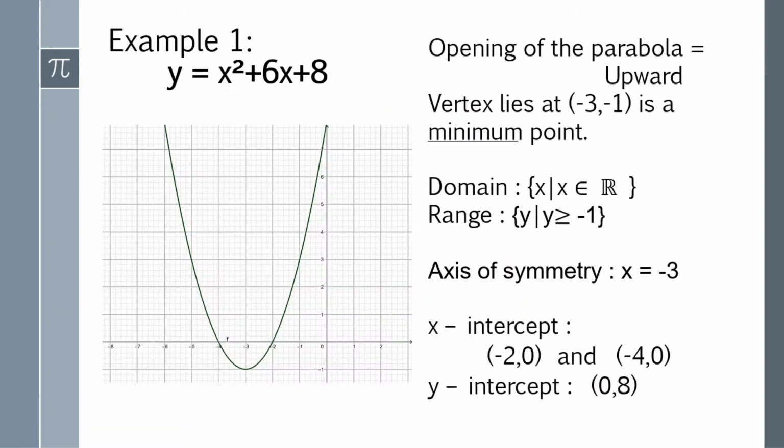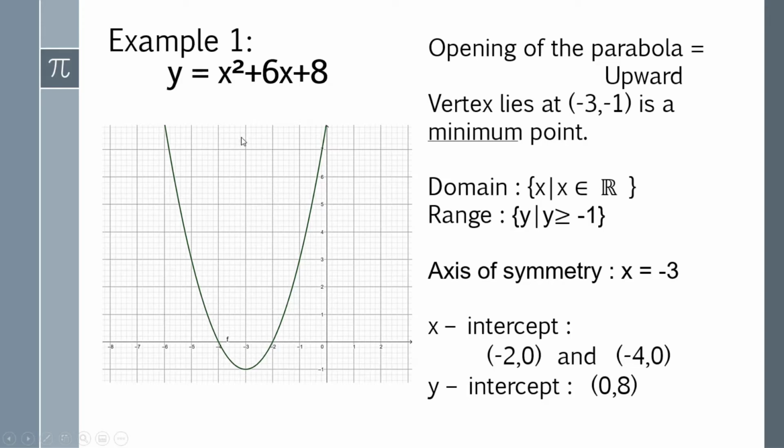To summarize, this is the given. This is the graph. So opening of the parabola going upward. Vertex, ito minimum. So minimum point. So at the point of negative 3 and negative 1, the domain is all real numbers. And the range is greater than negative 1. So from negative 1 upward. So, ibig sabihin, mas mataas sa negative 1 ang range natin.